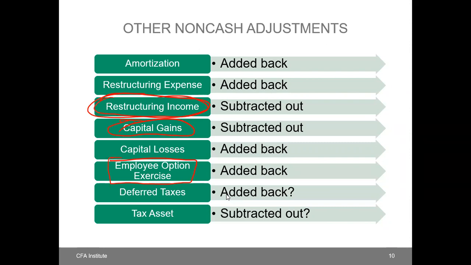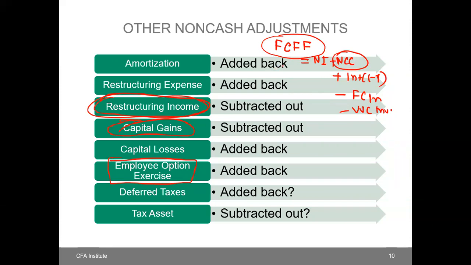Now, someone is asking, sir, why do we add back non-cash charges? Okay, fine. What we are doing is, we need to have the free cash flow to the firm. We know that it is equal to the net income plus non-cash charges plus interest after tax, then fixed capital investment, working capital investment. You see that it is a non-cash outflow, but you want to have some number for cash flow. So don't you think that you have to add back the expenses for which you didn't have any cash outflow?